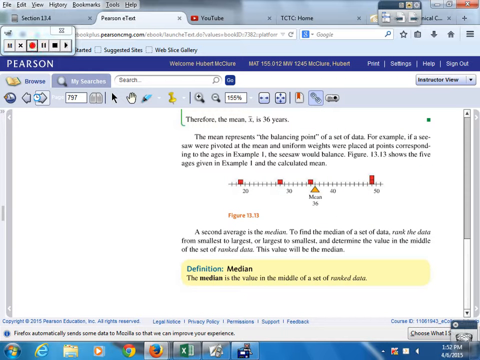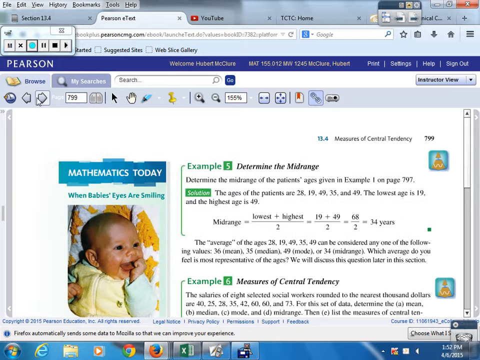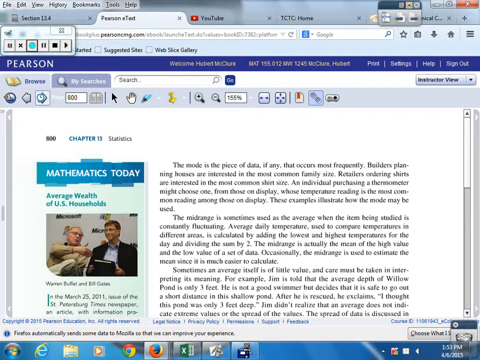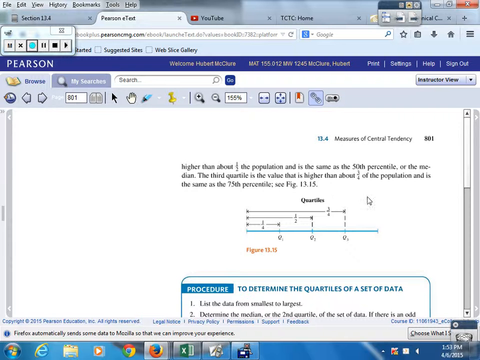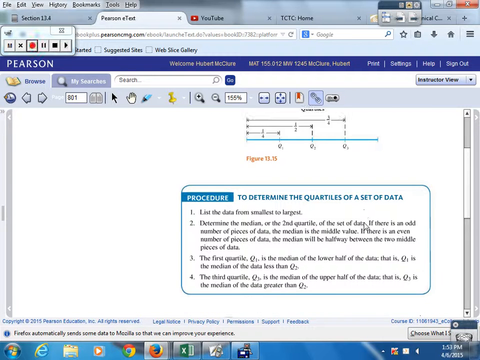And that takes care of that section, which is 13.4. Now let's talk about the quartiles.